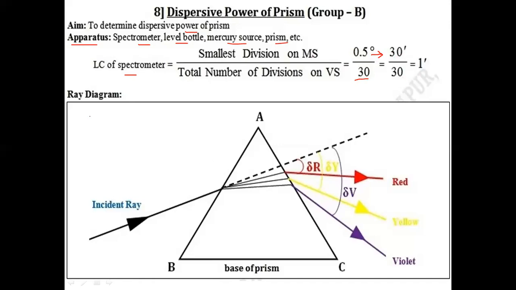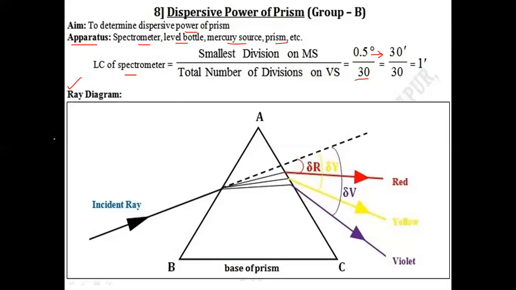Okay. So this is the ray diagram of the experiment, that is dispersive power of prism. Here a triangle is visible to you. A, B, C stands for a triangle. The triangle is nothing but the prism. And generally B to C is the base of the prism. That is, generally we denote the base of the prism along BC.